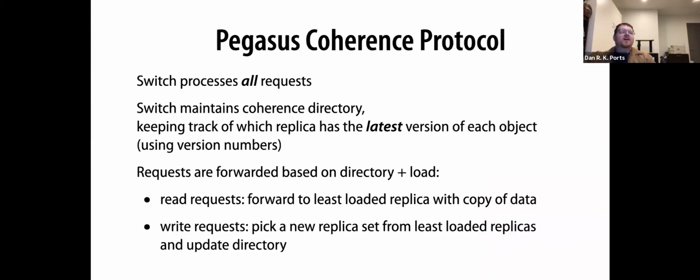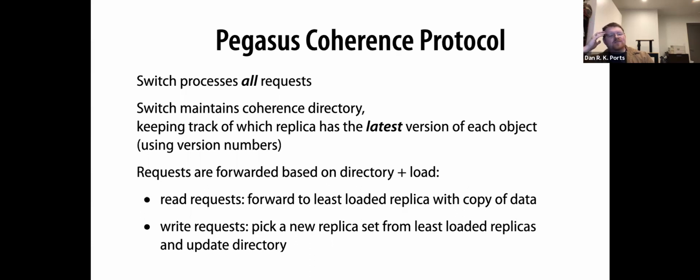So we use this to build a system called Pegasus. Pegasus is a replication protocol for dealing with skewed workloads using a coherence directory. And conceptually, it's extremely simple. Since this switch is processing all the requests to the rack, it monitors them in order to maintain the coherence directory. It keeps track of which replica has the latest version of every object. And using that, it forwards requests based on the directory.